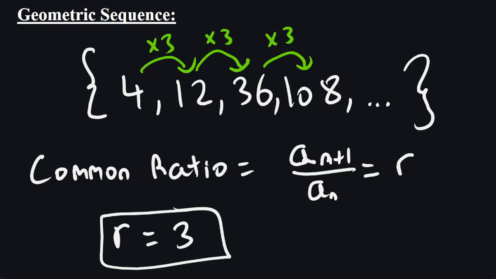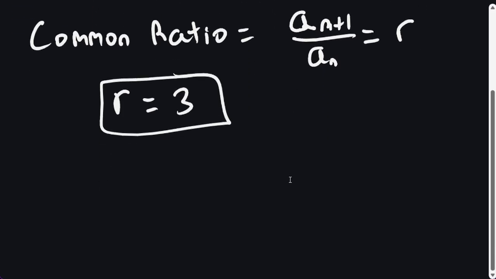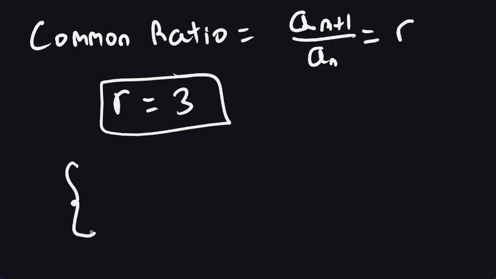So this has a common ratio. So this is indeed a geometric sequence. This is a geometric sequence right here, and it has a common ratio of 3. So let's go through one more example.